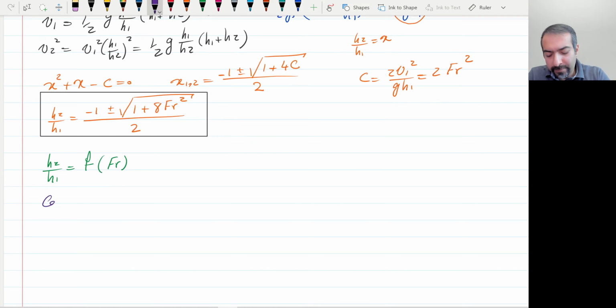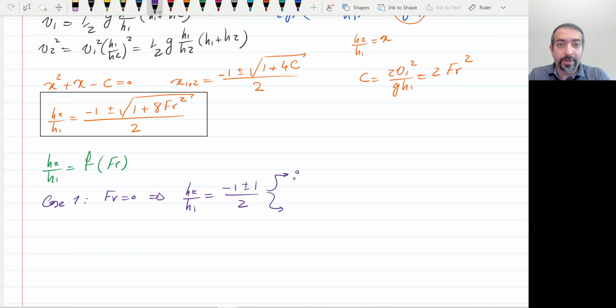Case 1. If Froude number is equal to 0, then let's see what we get. So we get, therefore, h2 over h1 has to be either -1 plus minus 1 over 2. So it's either 0, which is in contradiction with the conservation of mass because that requires the velocity to be infinity, or -1. But this is also not acceptable because h2 cannot be negative h1, right? So physically not acceptable.